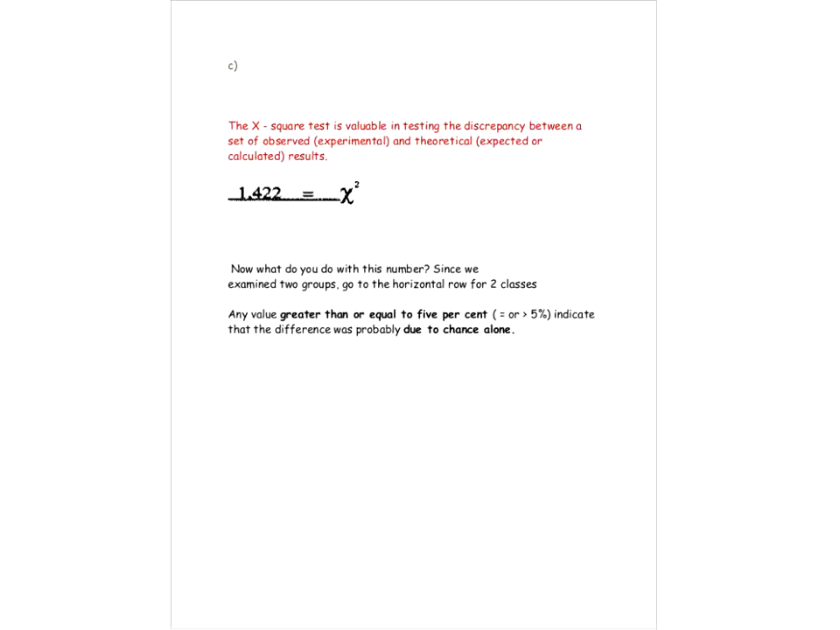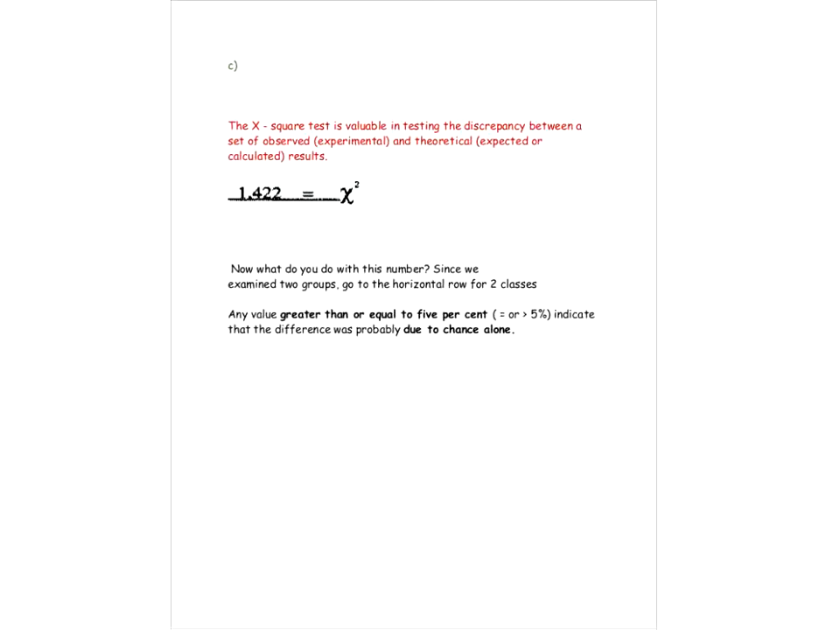Screen number 4. This one was talking about that chi-squared stuff, or x-squared stuff. Basically the purpose of doing the x-squared is testing the discrepancy between a set of observed or experimental results and theoretical results. In other words, you think you might get this, but instead you get this. So when that's the situation, you apply this x-squared system of running through the results, and you're able to find out if the experimental results are within the realm of what you would expect for theoretical results.